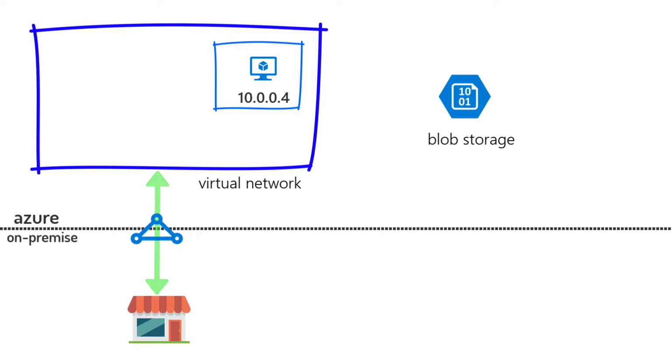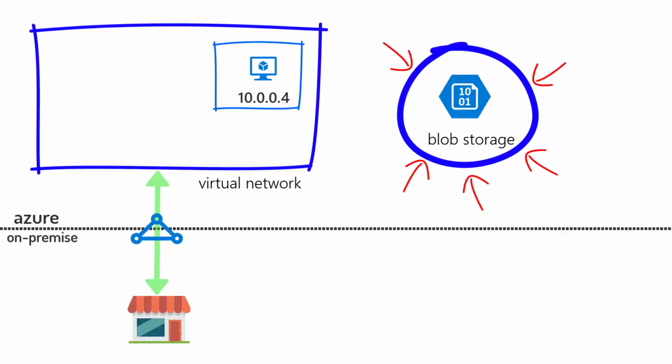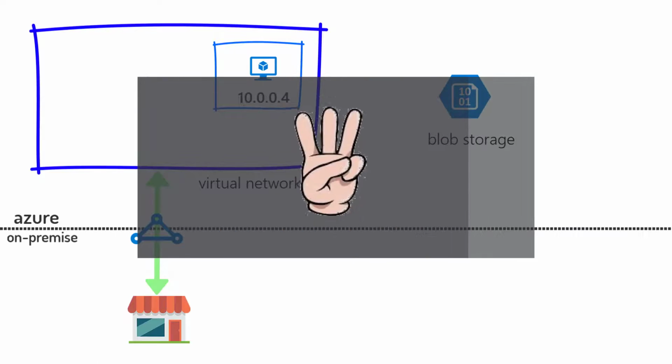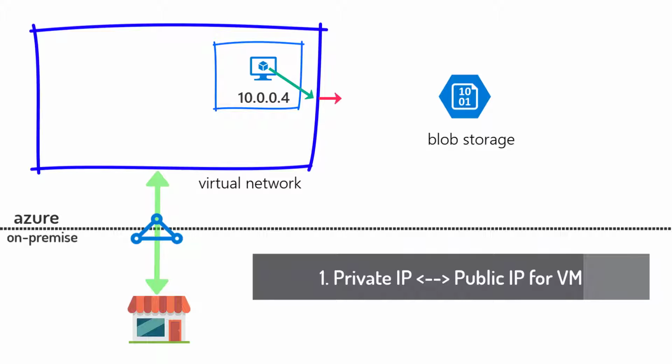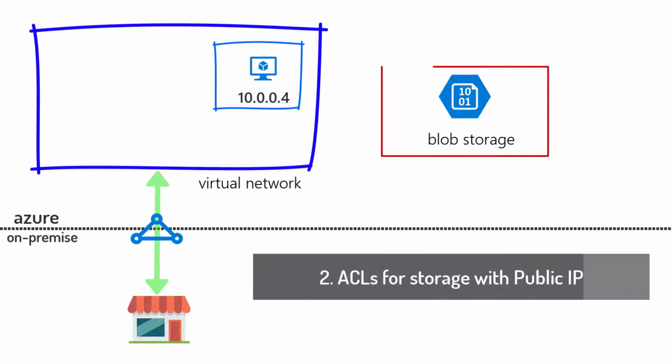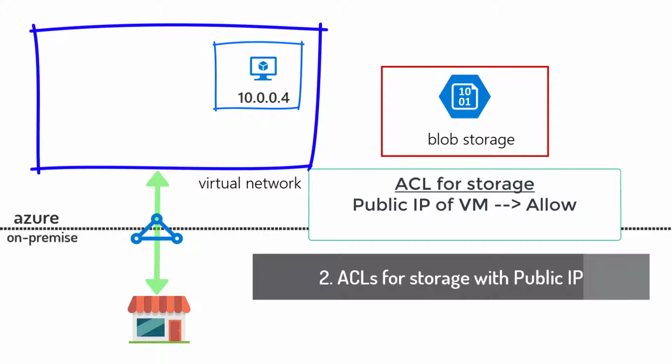For that, let's analyze the situation before we had service endpoints. Now, the VM needed to access the storage account in a way that the exposure to the public internet is minimized. Let's pause here for a bit and understand the three things which happen here and the implications of it. Number one, the private IP address of your virtual machine gets translated to a public IP when it reaches out to Azure storage. Number two, the access control list of the blob storage itself will need to be updated with the translated public IP of the virtual machine.